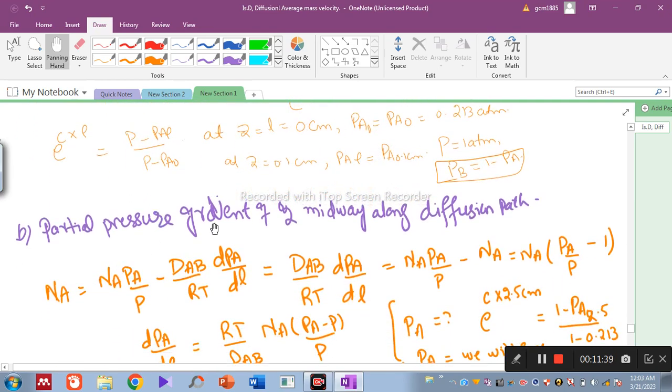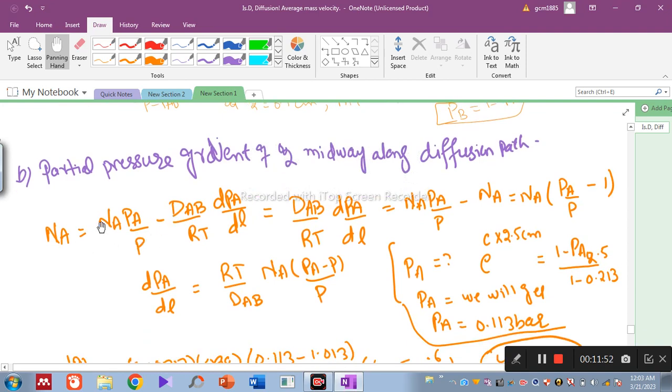The second part is the partial pressure gradient of oxygen midway along the diffusion path. So what will be the partial pressure gradient of oxygen in the middle of the diffusion path? This is again the molar flux equation, for the diffusion of component A through non-diffusing component B. This is the molar flux of component A, which we already obtained. This is the partial pressure, the total pressure, diffusivity, RT, dPA. This is the partial pressure gradient. So the partial pressure gradient can be obtained from this equation. Rearranging this equation, we get the partial pressure gradient, which is this one.